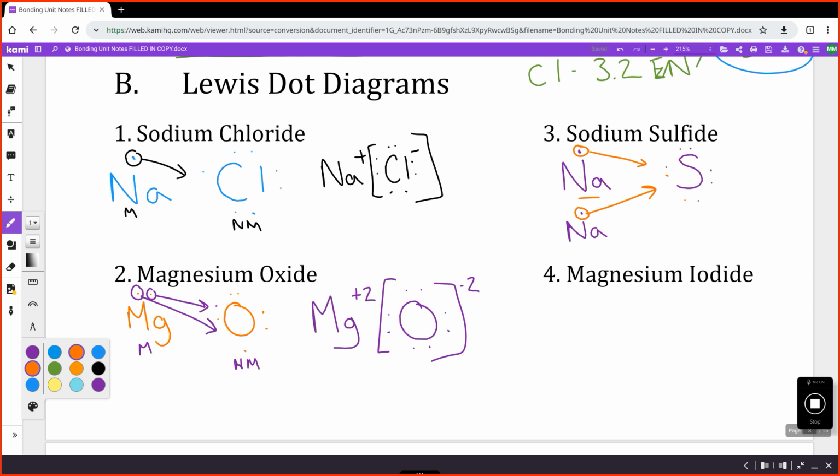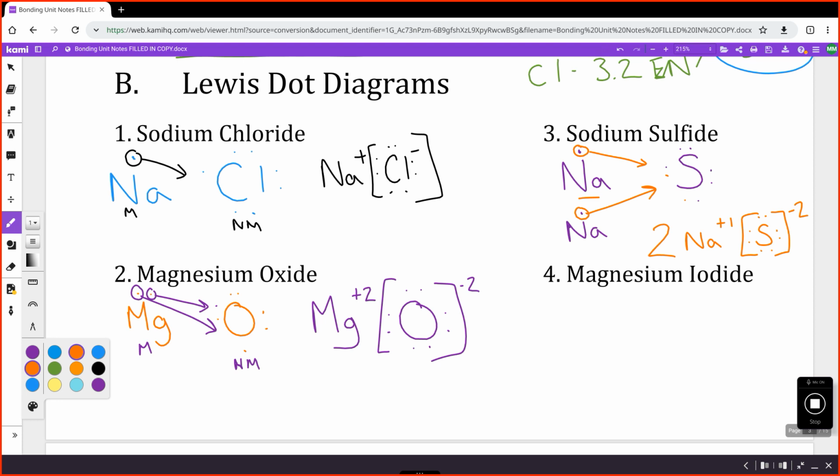To show this final answer, it would look exactly like what you see. It required 2 sodium atoms to become +1. 2 sodium atoms lost an electron. And when 2 sodium atoms lost an electron, 1 sulfur was able to gain 2 valence electrons. And we can write it just like that.